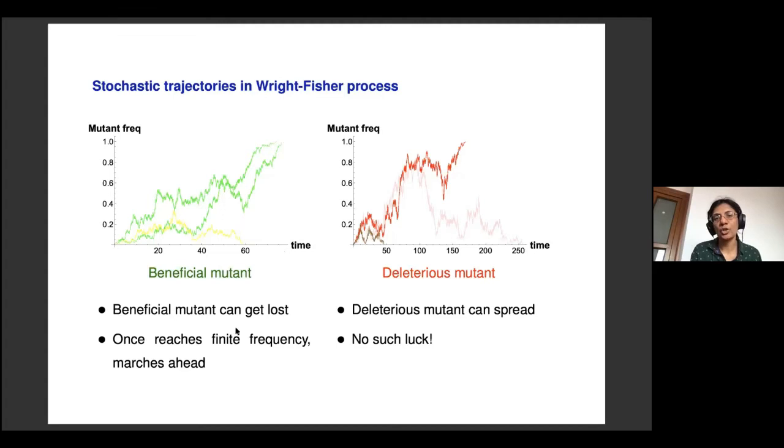I would also like you to note from the stochastic trajectories that for a beneficial mutation, this stochastic loss is important only at short times when it has very low frequencies.